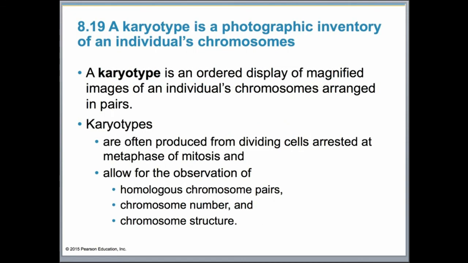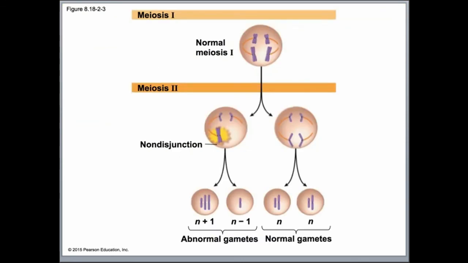All right, you can learn about karyotypes from your book. So that's when meiosis goes wrong.